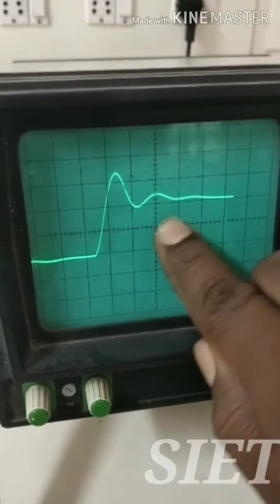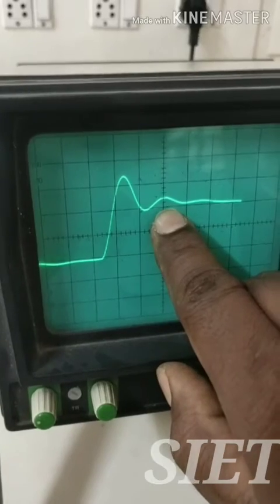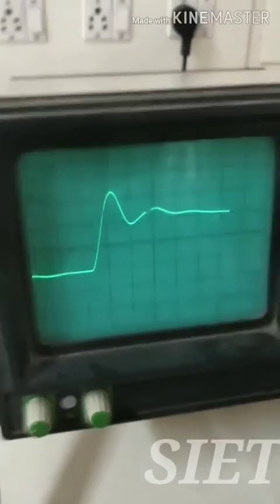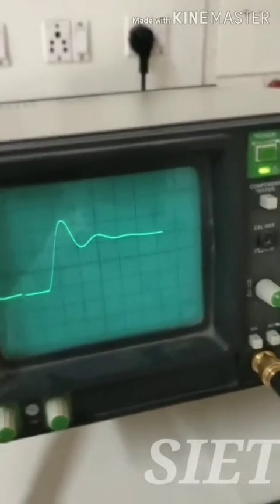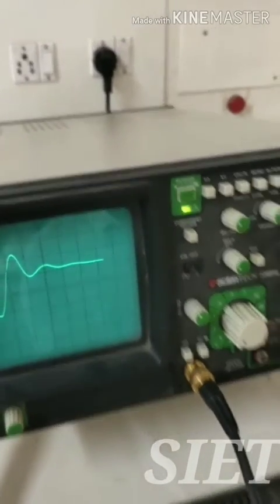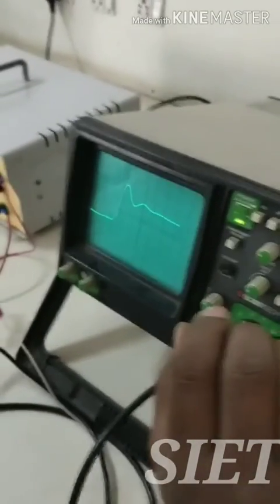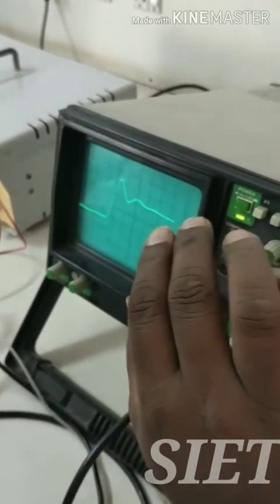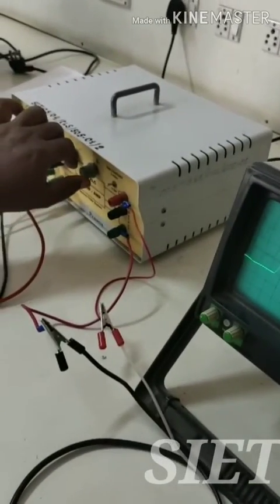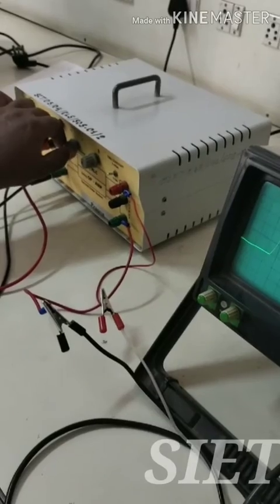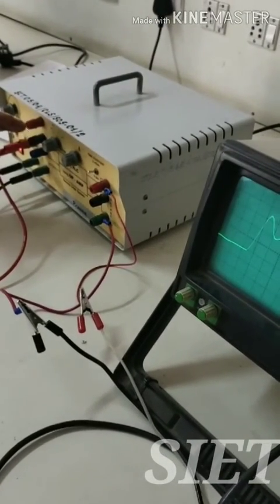How much here? So 0.2, 0.4. So 0.4 multiplied by 5 milliseconds. It should come 2 milliseconds. Similarly, the same procedure we have to use depending upon the resistance and the damping factor. We have conducted critically damped and also overdamped.